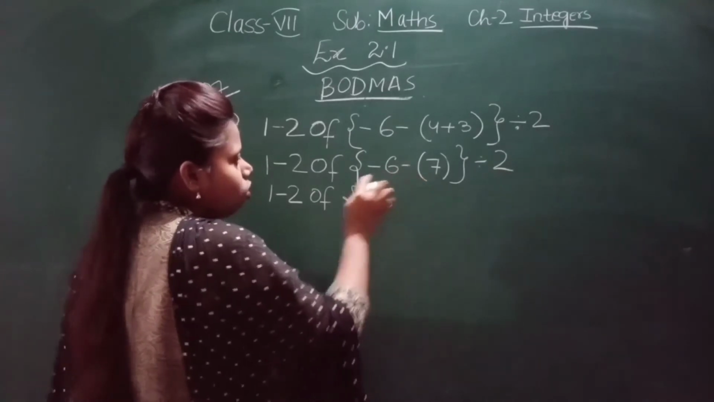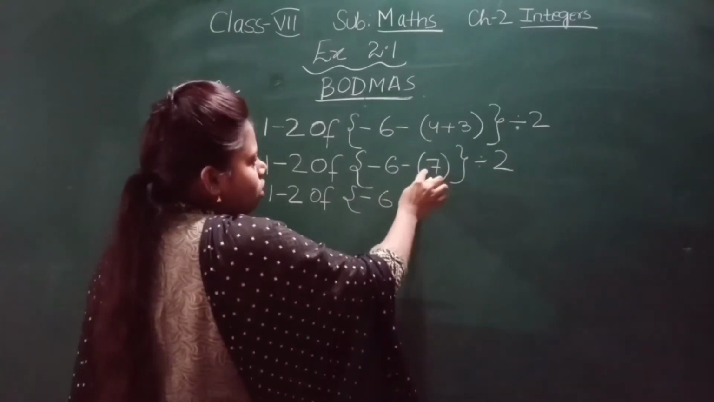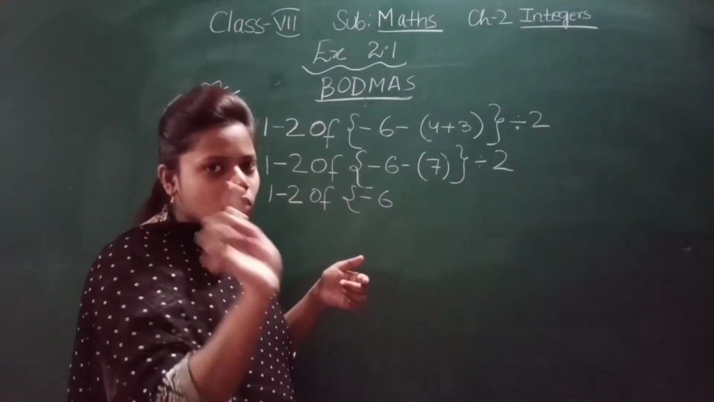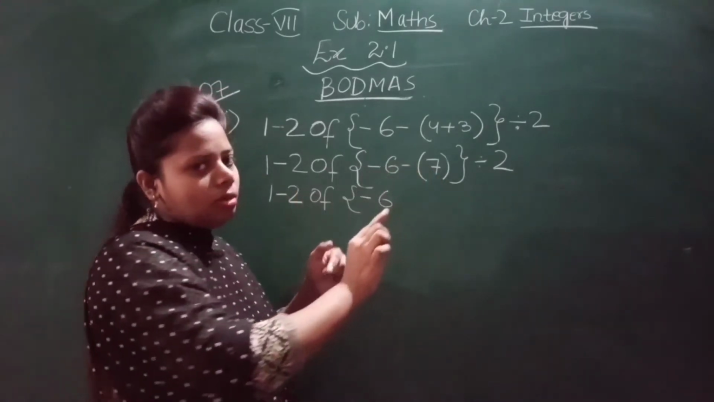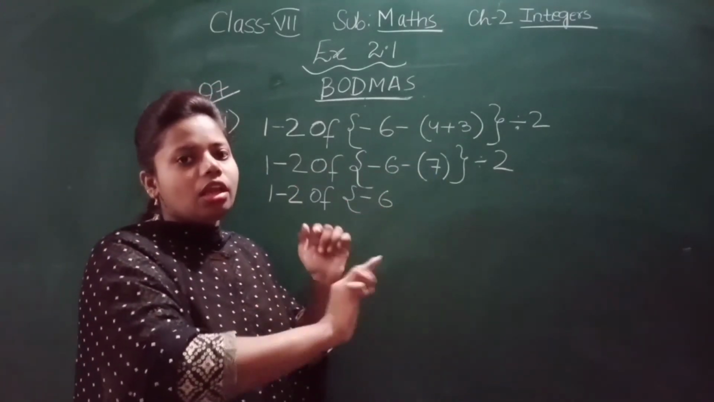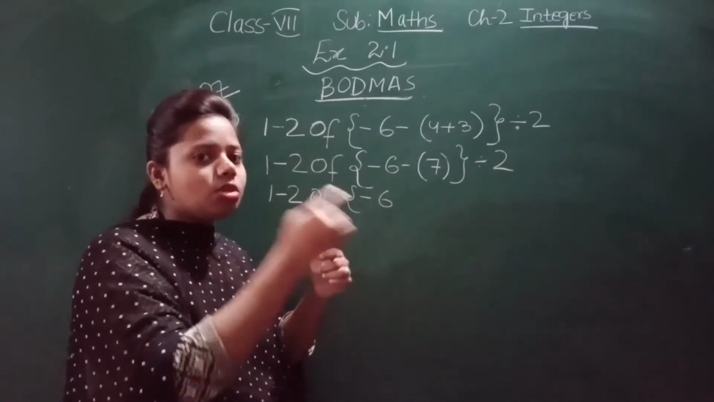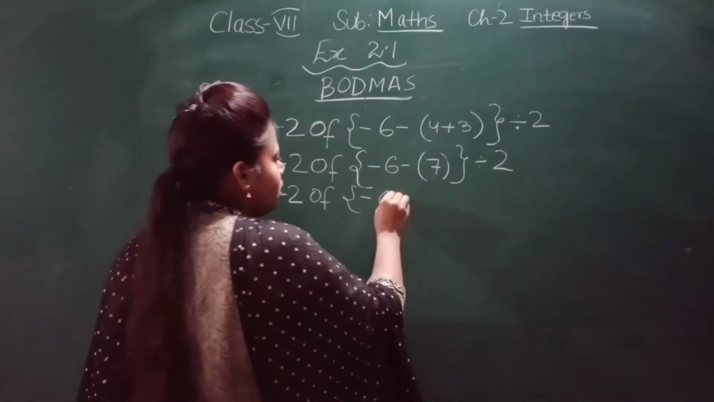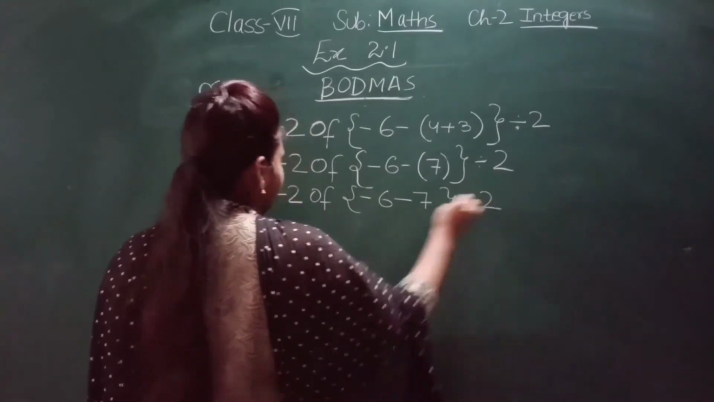Now see here, you know that when signs get multiplied, this one is what? Plus. Here no sign is there in front of 7, that means it is plus, a positive integer. So when signs get multiplied, minus plus, what you will say? Minus. This is not addition or subtraction. In multiplication, minus plus is what? Minus. So we will write here minus 7. Close the curly bracket, divided by 2.